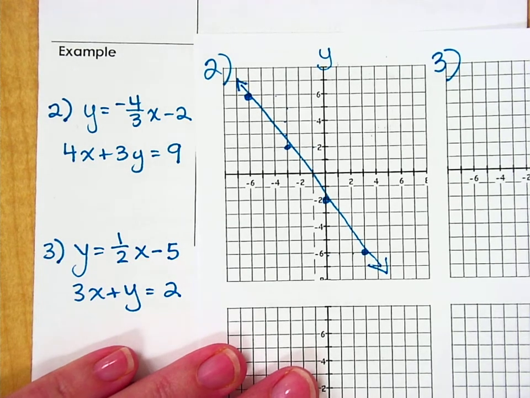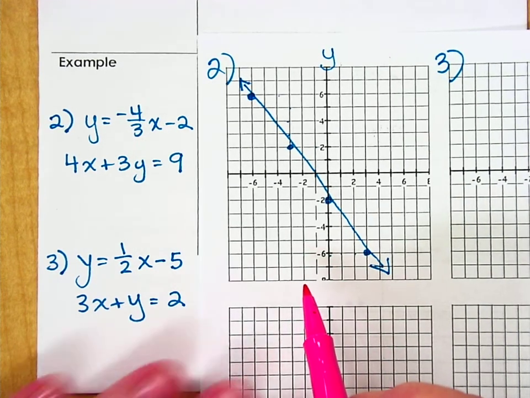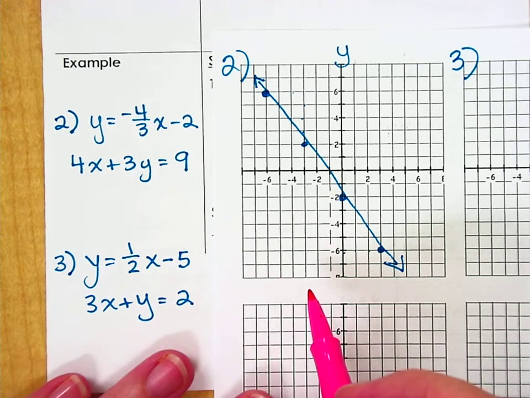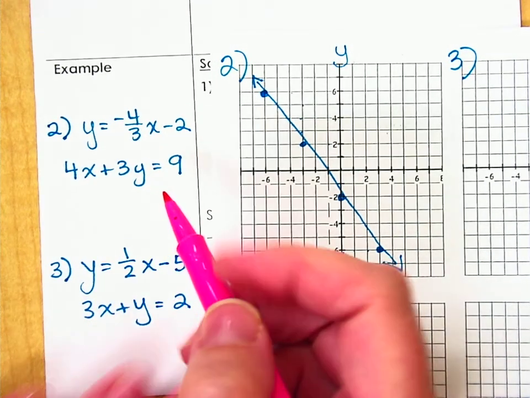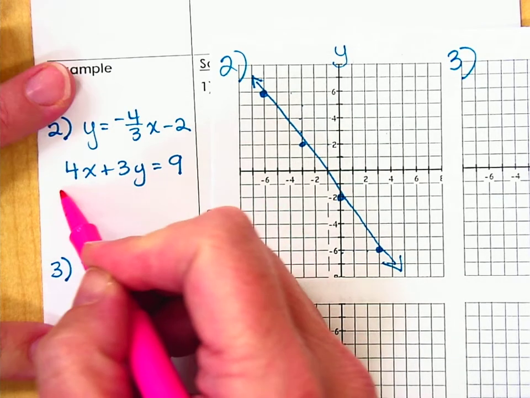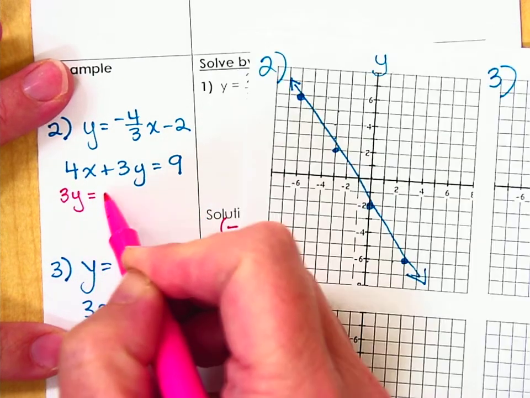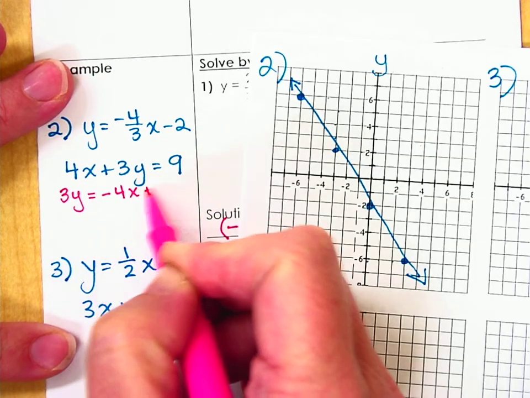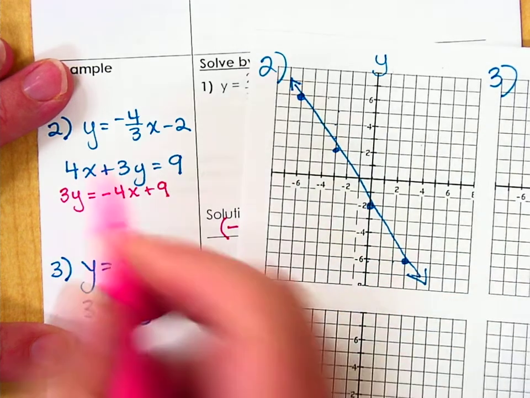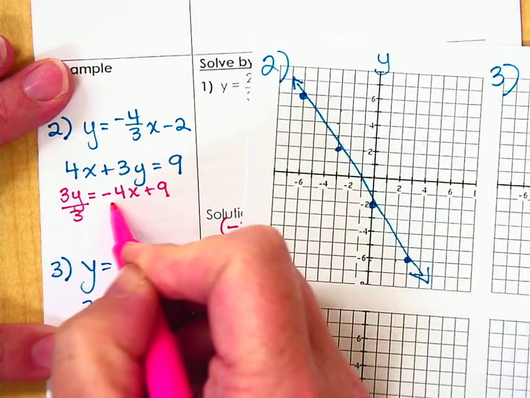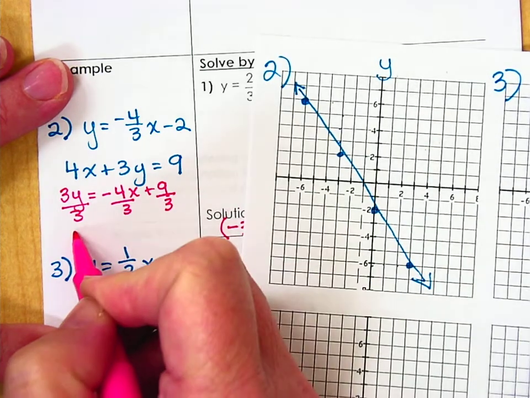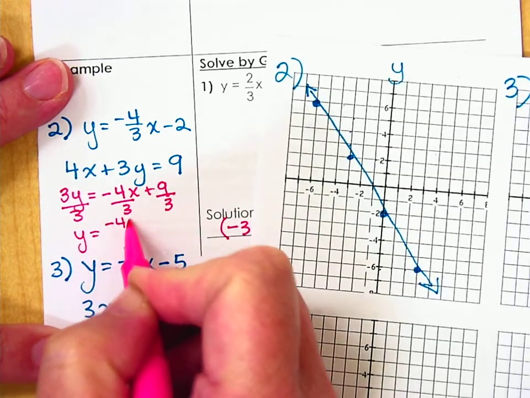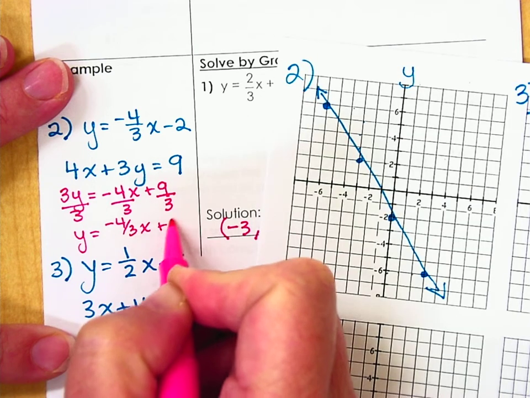Okay, for the second equation in this system, I need to change this to y equals mx plus b. So I'm going to subtract the 4x. That gives me 3y equals negative 4x plus 9. And then we're going to divide everything by 3. So I get y equals negative 4/3 x plus 3.